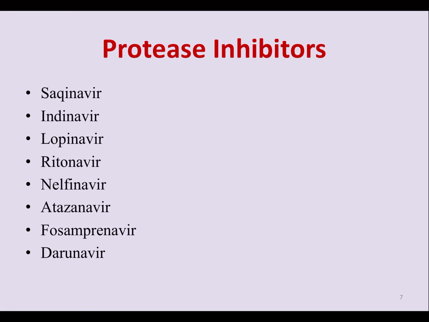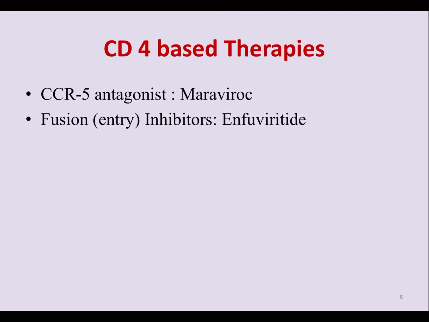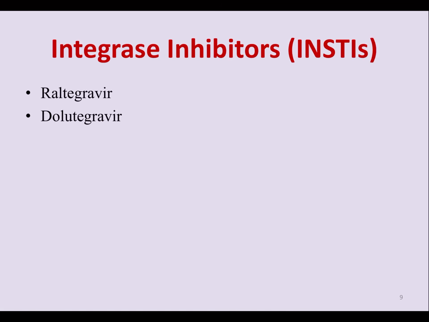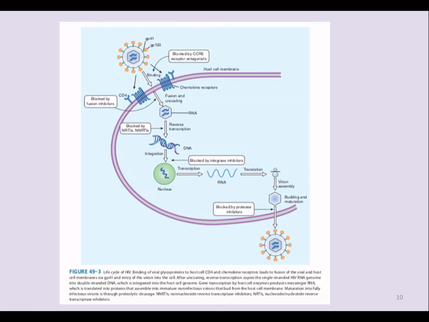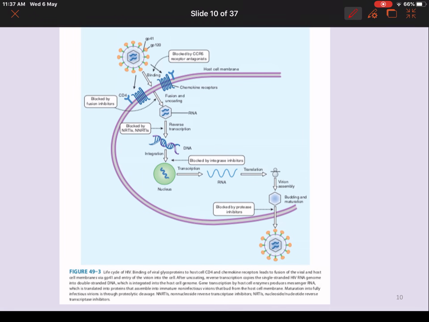The next category is protease inhibitors. We'll learn about this in the next slides. And we have CD4 based therapies, namely CCR5 antagonists and fusion entry inhibitors. We also have integrase inhibitors. So where do these act? The first one was nucleoside reverse transcriptase inhibitors. So nucleoside and non-nucleoside reverse transcriptase inhibitors inhibit formation of double-stranded DNA from RNA. So they inhibit the reverse transcriptase.